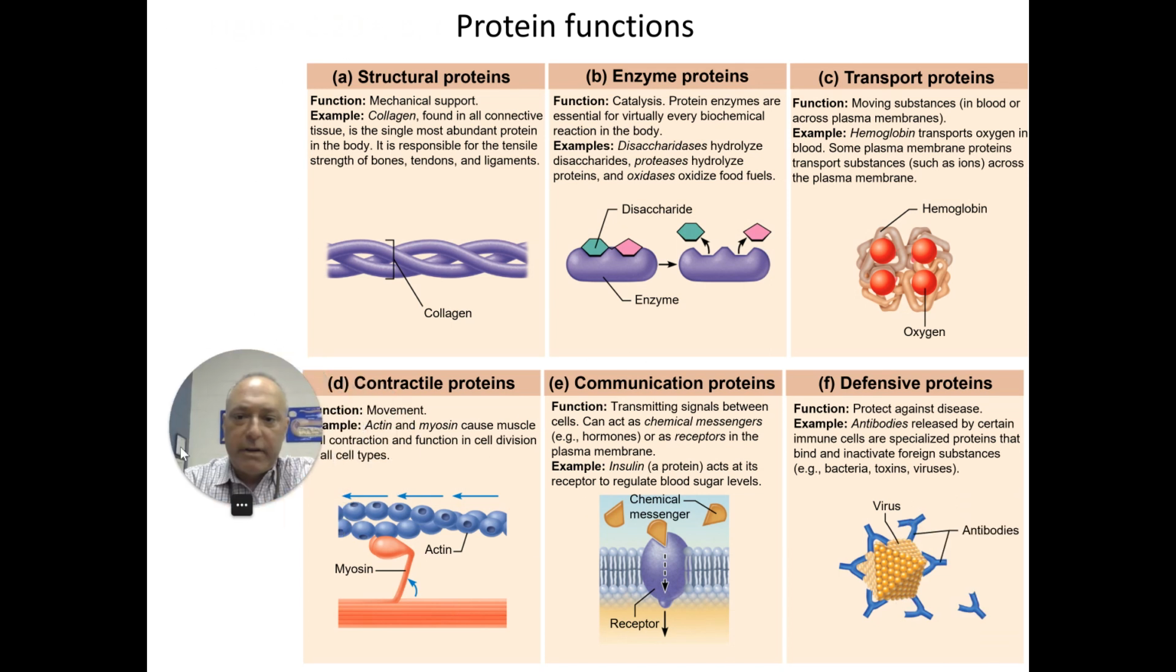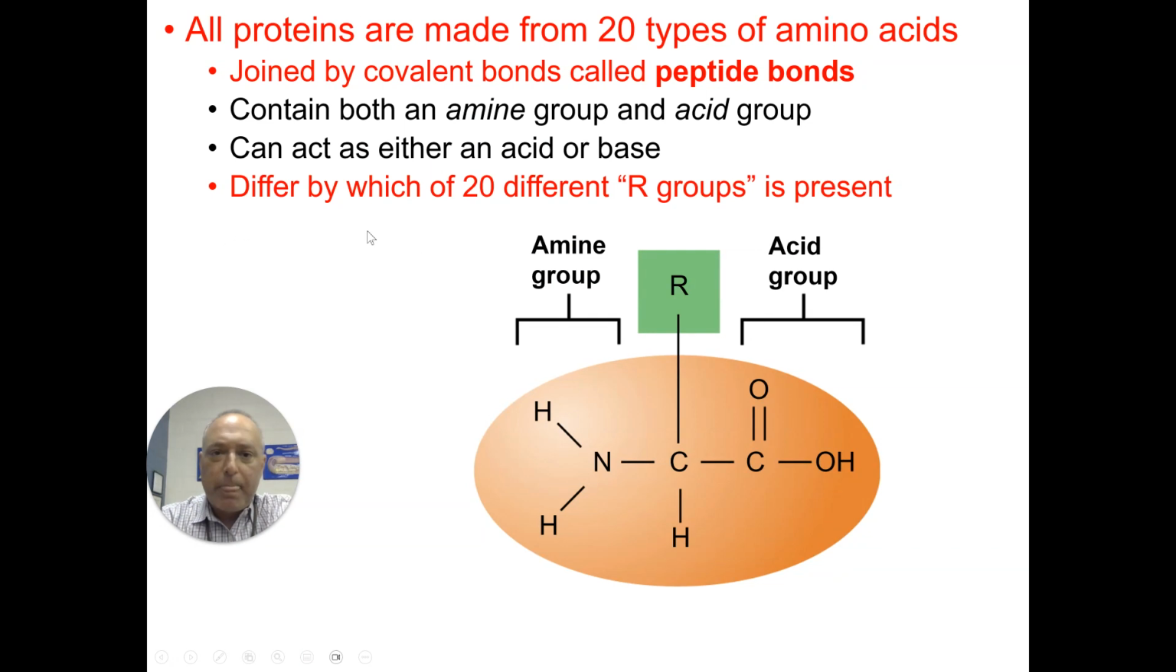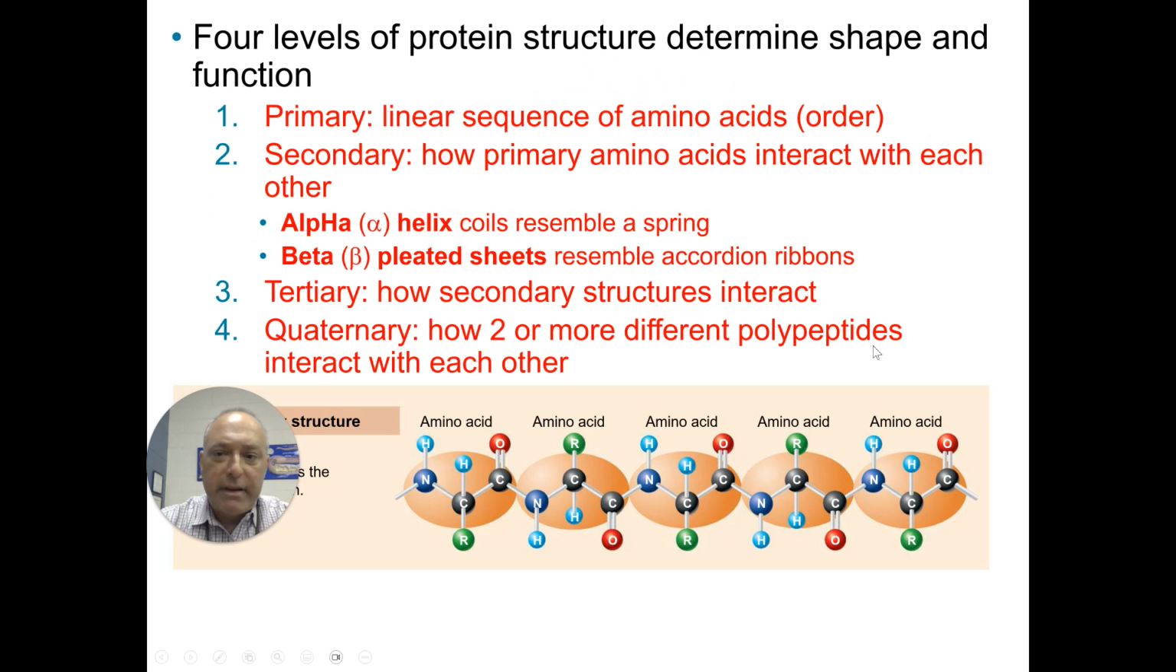Okay, let's look at protein function. We've got structural proteins, enzymatic proteins, transport, contractile, communicative, and defensive. Many different types of proteins. All proteins are made from 20 different amino acids, and they combine to make peptide bonds via dehydration synthesis, and this is between the amine group and the acid group. So when we look at this amino acid here, we've got NH2, CH, COOH, and then the R group. The R group represents one of 20 groups. So you've got your amino end here, the NH2, and you've got your carboxyl end, the COOH. So you lose the water, you've got your dipeptide, two amino acids together, the peptide bond.